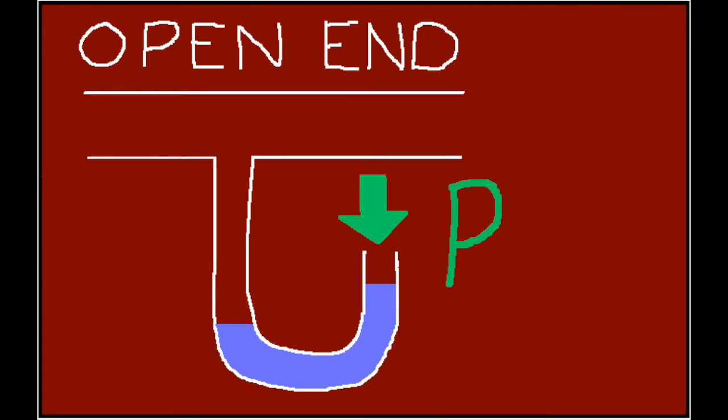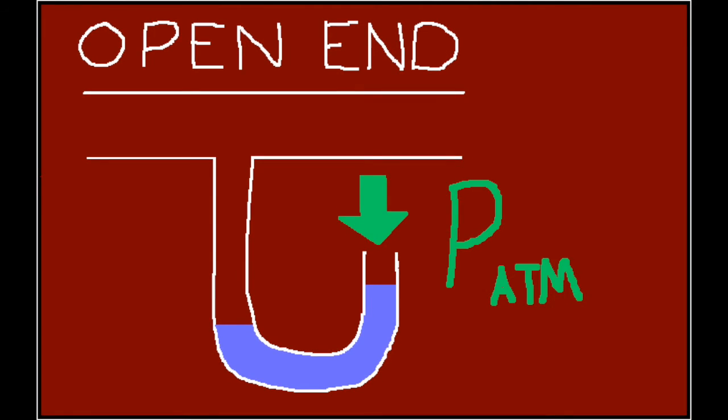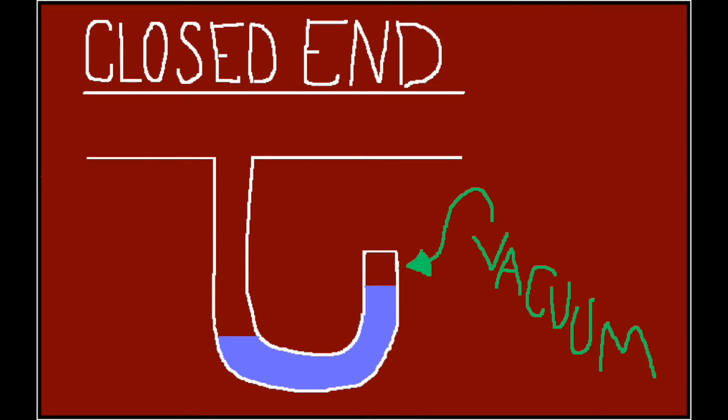This one is an open-end manometer. This measures gauge pressure. You can tell because since the end is open, the pressure is being measured against atmospheric pressure. This one is a closed-end manometer. This measures absolute pressure. There is a vacuum in this space. Since atmospheric pressure is not being accounted for, this manometer measures absolute pressure.